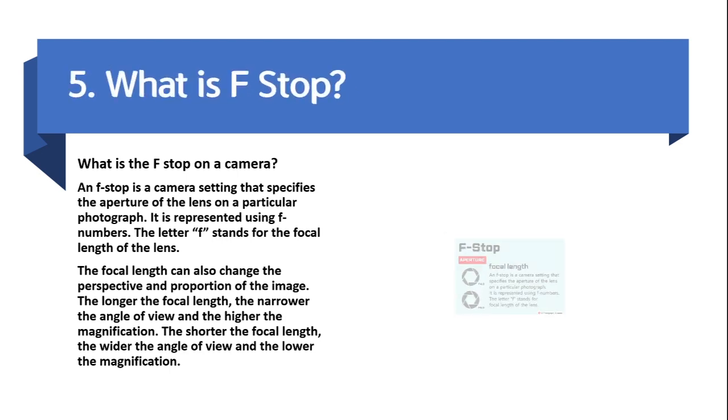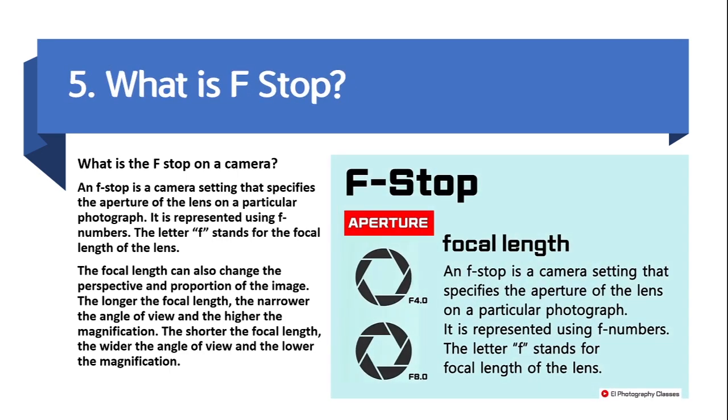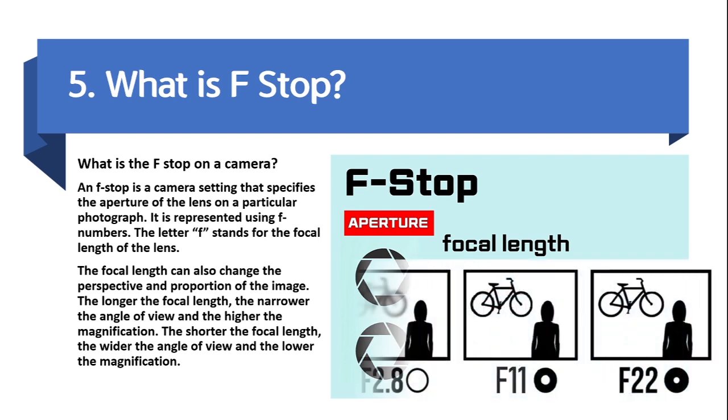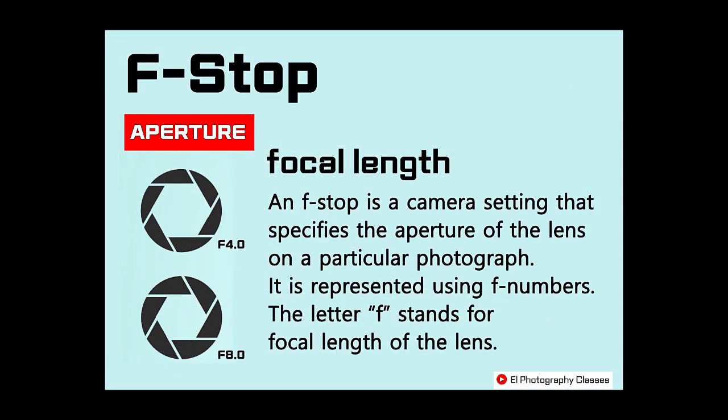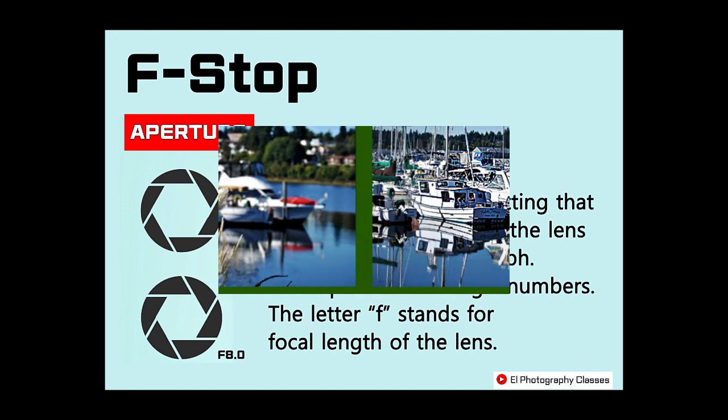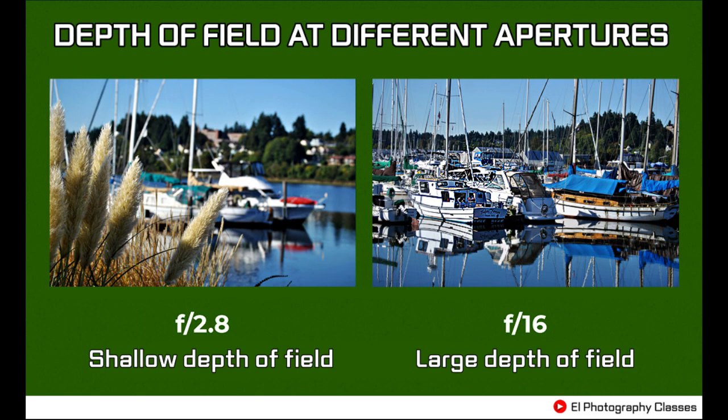What is f-stop? What is the f-stop on a camera? An f-stop is a camera setting that specifies the aperture of the lens on a particular photograph. It is represented using f numbers. The letter f stands for the focal length of the lens. The focal length can also change the perspective and proportion of the image. The longer the focal length, the narrower the angle of view and the higher the magnification. The shorter the focal length, the wider the angle of view and the lower the magnification.